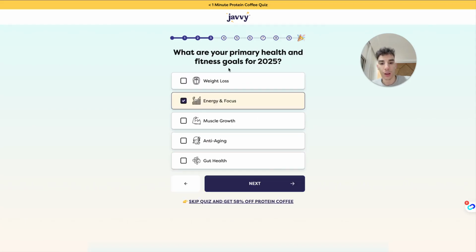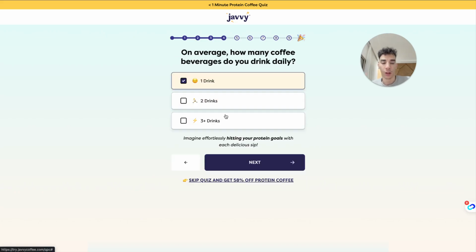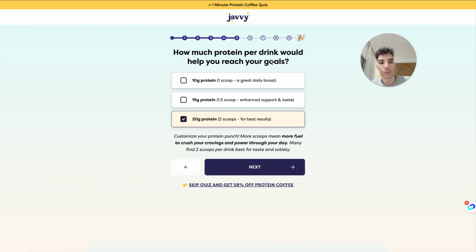What are your primary health and fitness goals for 2025? Let's see, muscle growth, anti-aging, gut health, whatever. On average, how many coffee beverages do you drink daily? For me, 0, but whatever. How much protein per drink will help you reach your goals? 1 scoop, a great daily boost. 1.5 scoops, enhanced. I think they're all going to get the same answer, just to make it seem personalized.